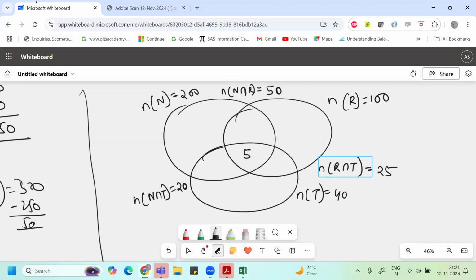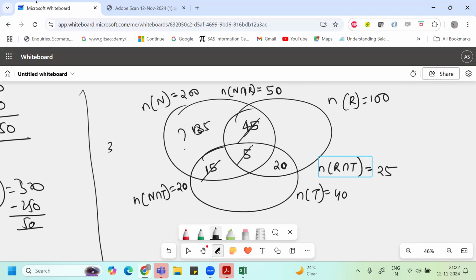Okay, that was a silly mistake they made while giving this question. Now I just filled all the data. This is 50 and this is 5, so this will be 45. This is 25, this is 5, this would be 20, and this is 20, this is 5, this would be 15. Now how much would be this value? This total is 200. So 45 plus 5 is 50, 50 plus 15 is 65. 200 minus 65 would be 135.